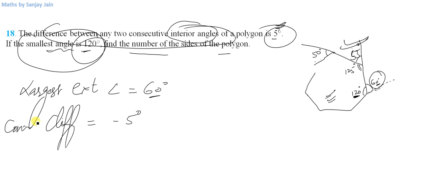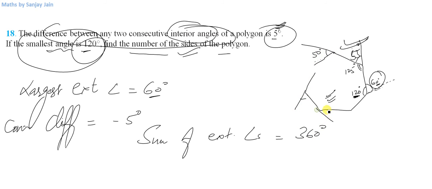What about the number of sides of the polygon? I can find the number of sides because the sum of exterior angles of a polygon should be equal to 360, right? If you add all these exterior angles, the total sum will be 360.